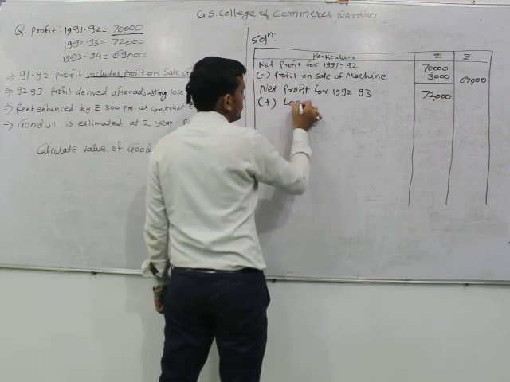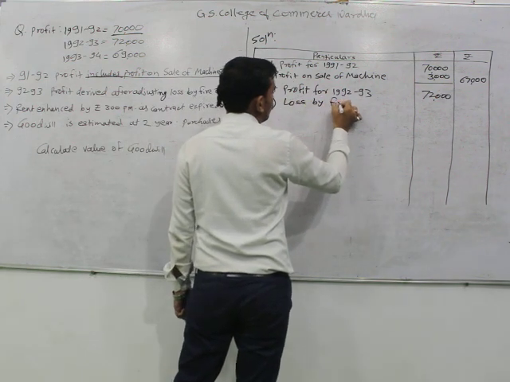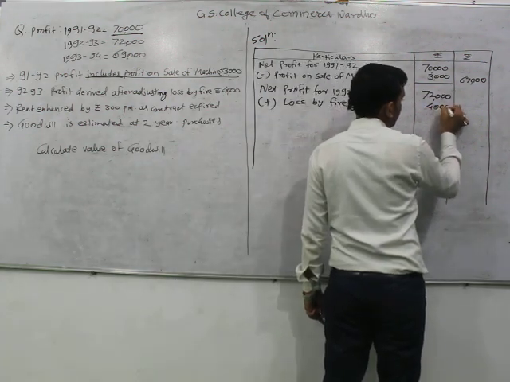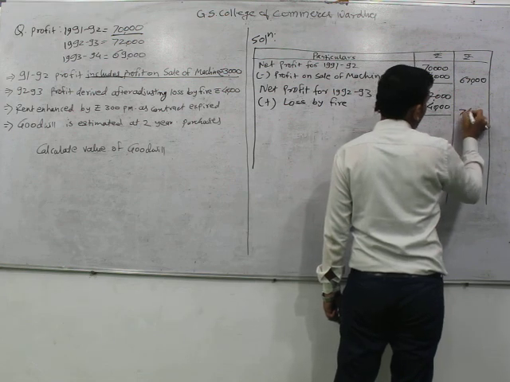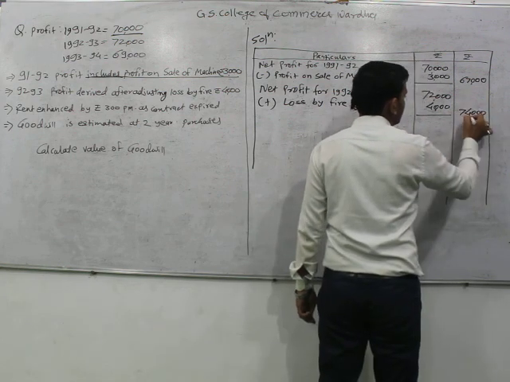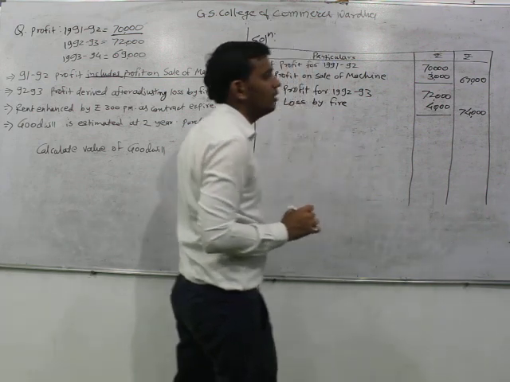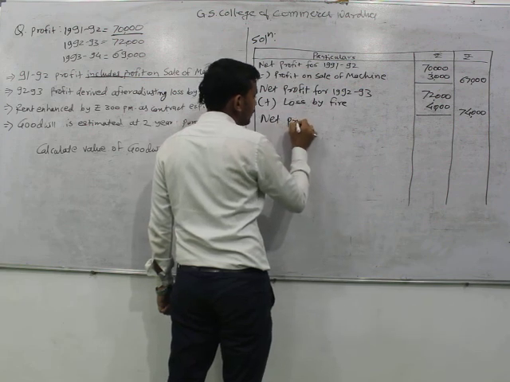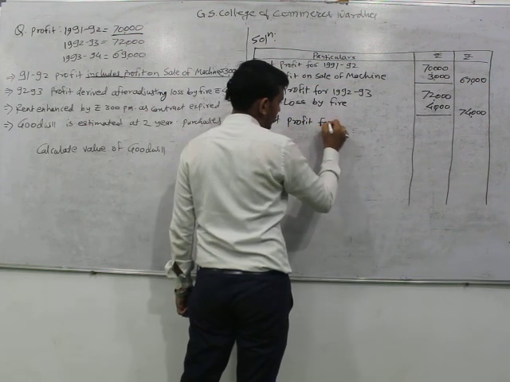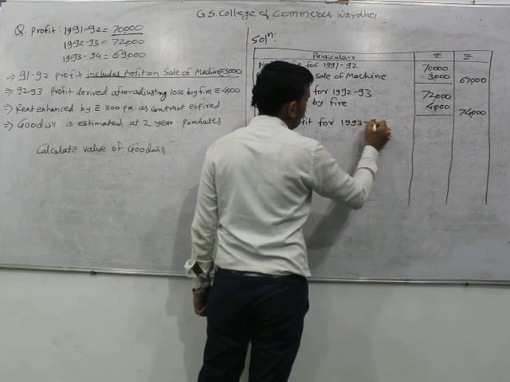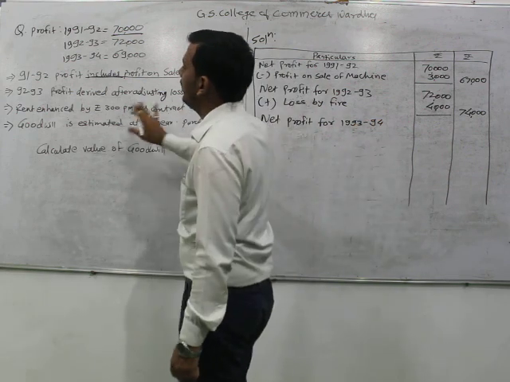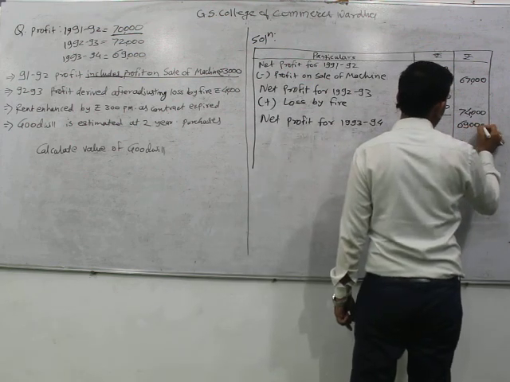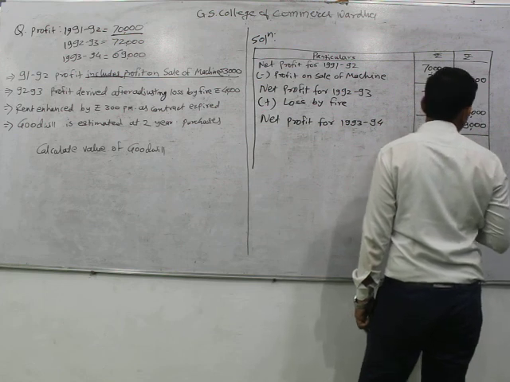Add loss by fire, so that we can arrive at an actual operating profit of 74,000. Hence our net profit for the year 92-93 is rupees 74,000. Then for the last year, net profit for 1993-94, there is no adjustment provided in the question, hence we will take it as it is, that is 69,000.